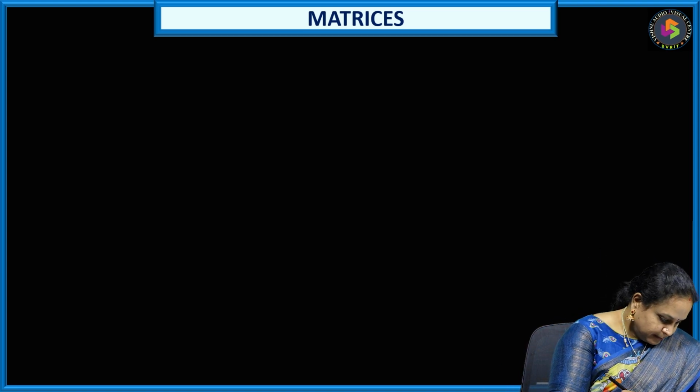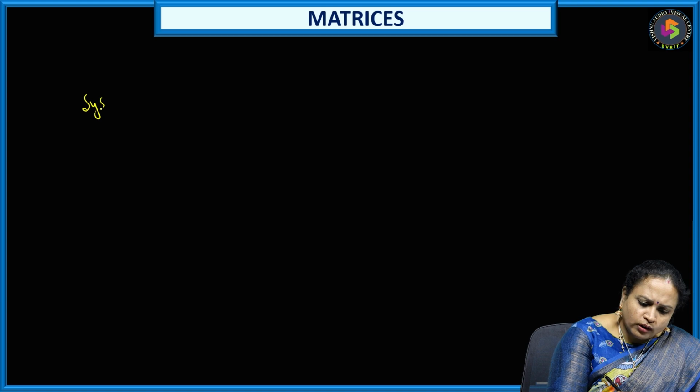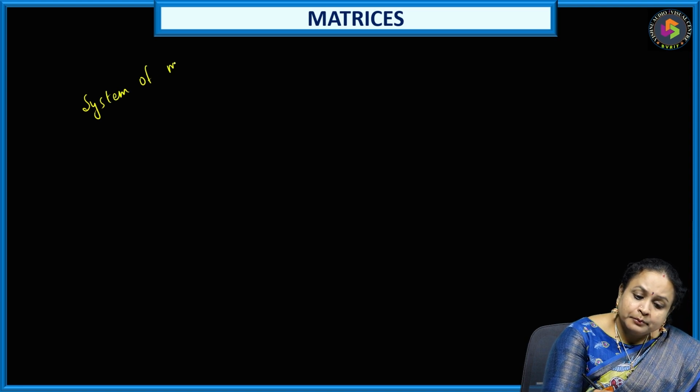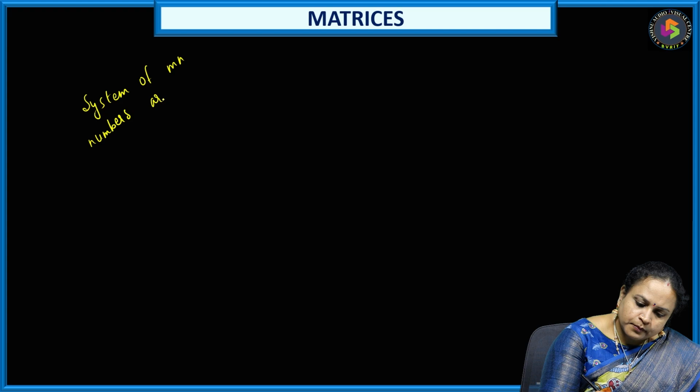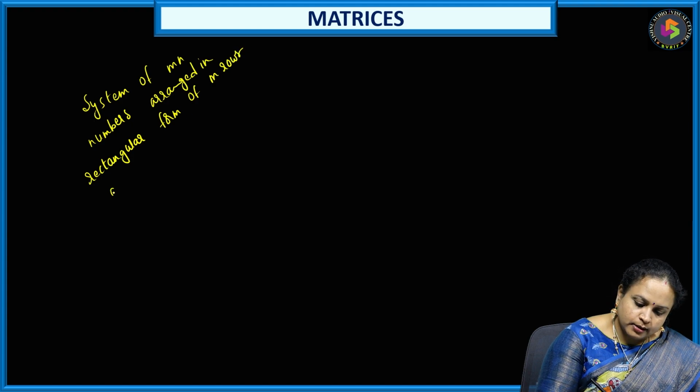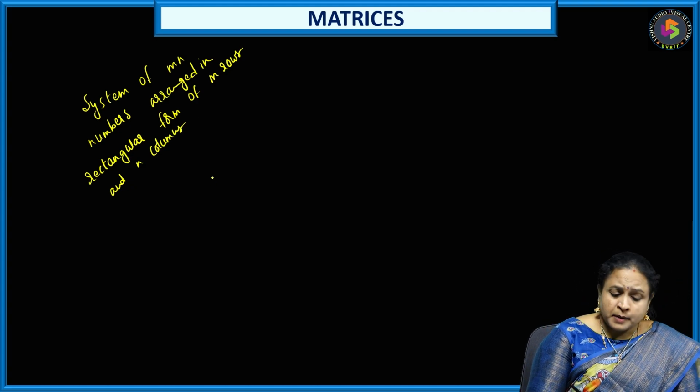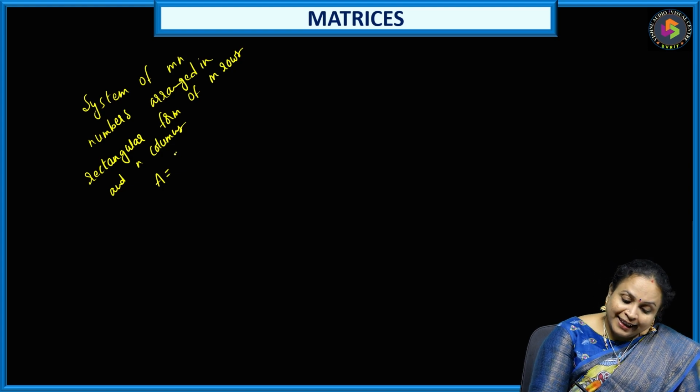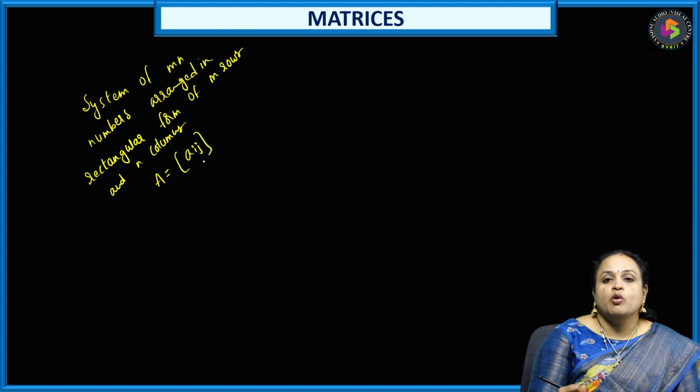A matrix is a system of m numbers arranged in rectangular form of m rows and n columns. And always a matrix is represented with a capital letter, and the elements in the matrix are represented with small letters. Okay, so this is A equal to Aij.